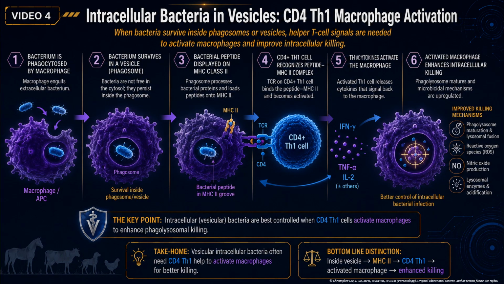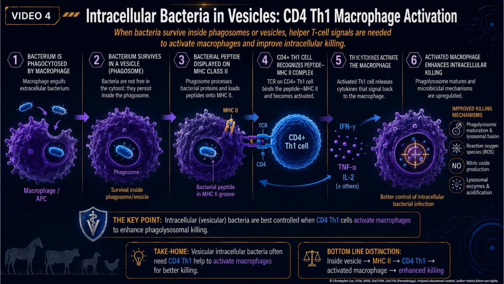This is where it's easy to get tripped up. It's tempting to say, if it's intracellular, CD8 must be the answer, but not always. Some intracellular bacteria survive inside vesicles or phagosomes rather than freely in the cytosol. Chlamydia felis is a good veterinary example because it survives inside intracellular inclusions. When bacterial antigen is in vesicular compartments, it's more naturally processed through the MHC class II pathway.